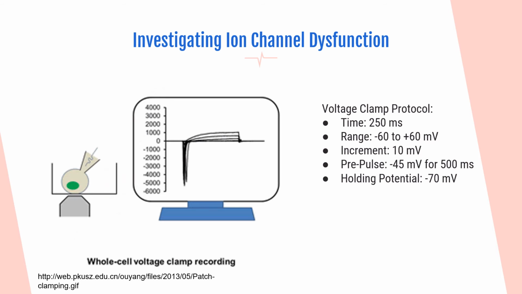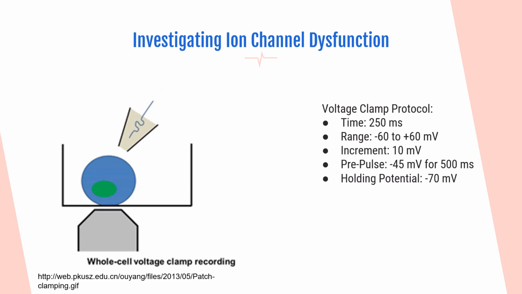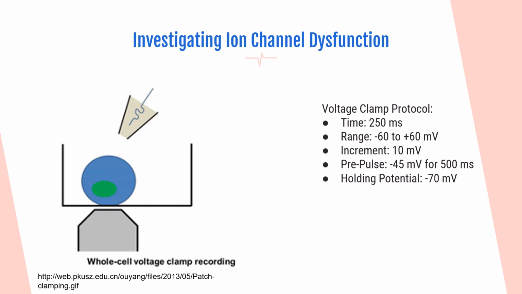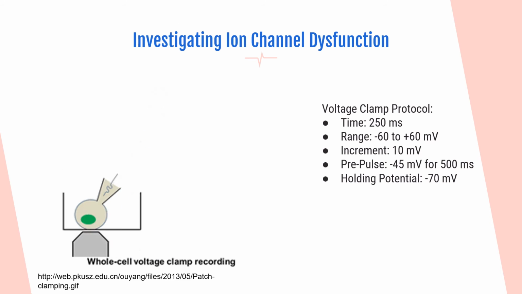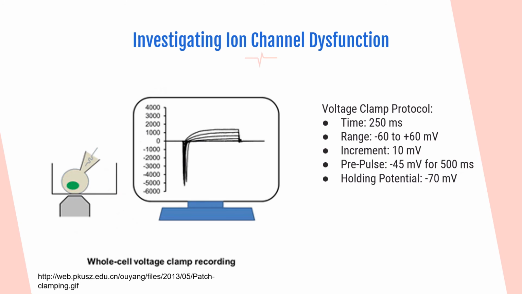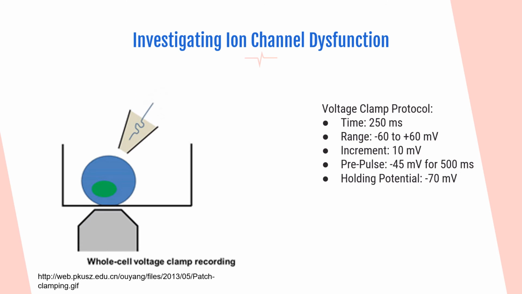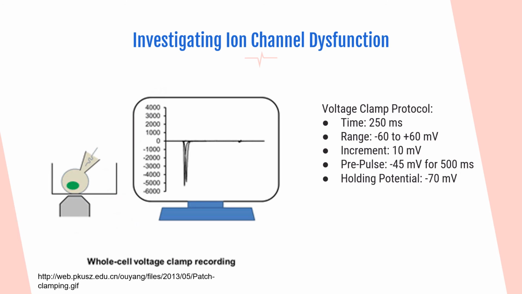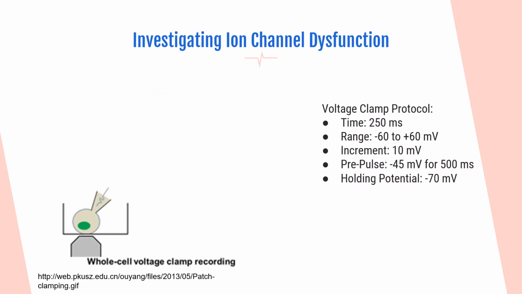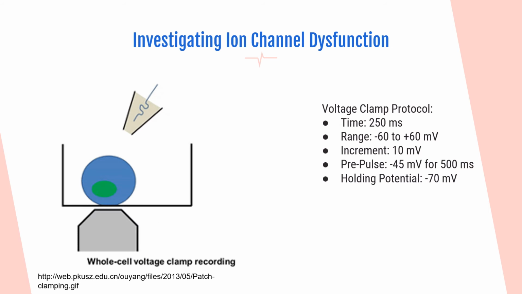The calcium channel was measured using the following voltage clamp protocol. The membrane potential of myocytes was stepped for 250 milliseconds between -60 and +60 millivolts in 10 millivolt increments immediately after a 500 millisecond pre-pulse to -45 millivolts to inactivate the sodium channel current. The holding potential will be at -70 millivolts, as that was what worked best in previous literature.